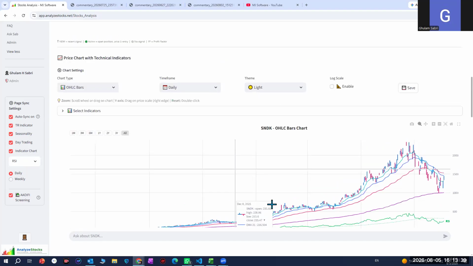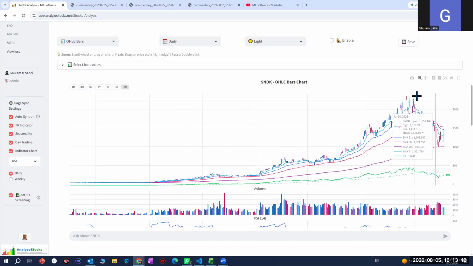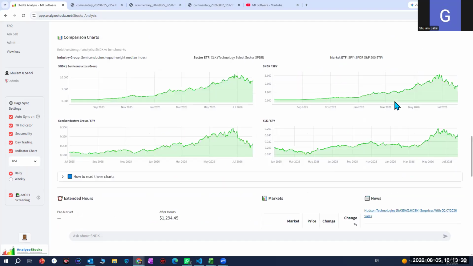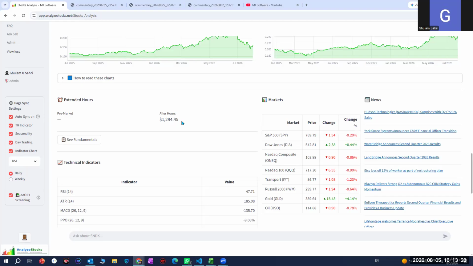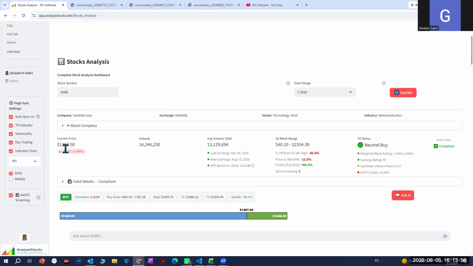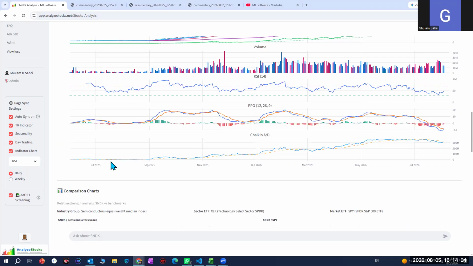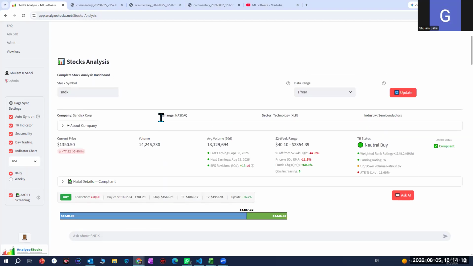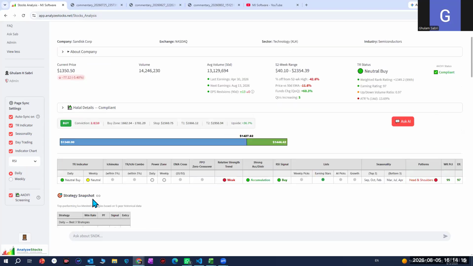But unfortunately, SanDisk has risen so much, so quickly, that it's normal to give back a hefty portion of its gains in a short time. For example, SanDisk after extended hours is 1294, but it closed today at 1350. So it lost 5.4% during the day, and a further 5, 6 or 7% loss after post market. That is not something desirable. That's why its conviction should be low, less than 3, 2.8, because its relative strength is now weak.